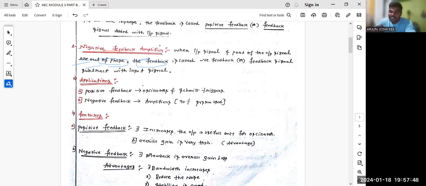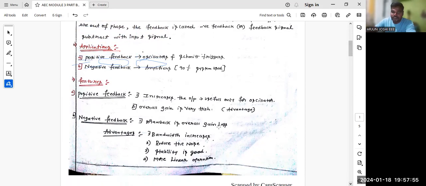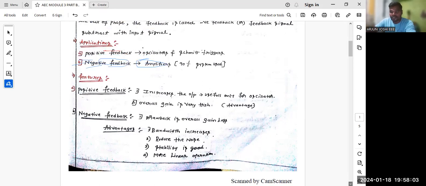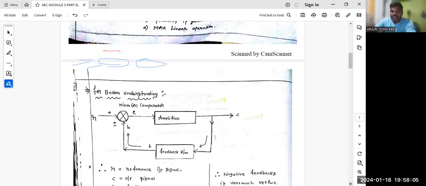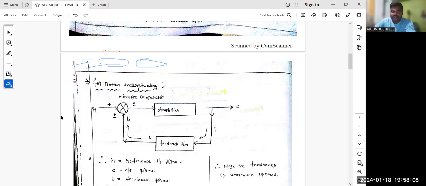Now we understand the definition, advantages and disadvantages. Negative feedback advantages: the only drawback is that overall gain is less, but bandwidth increases, noise is reduced, stability is good, and operation is more linear. Students, now let's analyze how we can differentiate positive feedback and negative feedback. Now all of you understand this is the general block diagram, for better understanding.